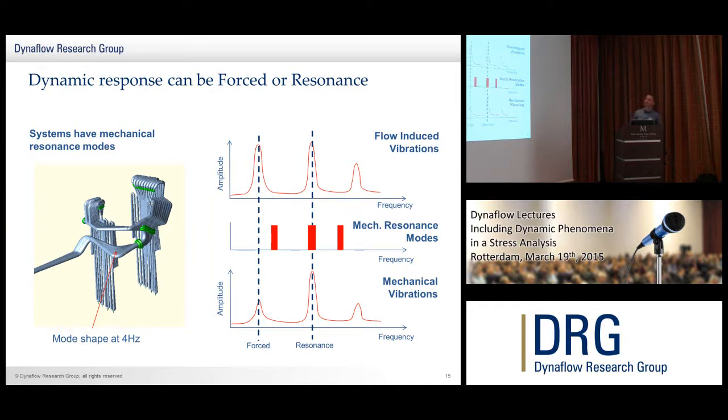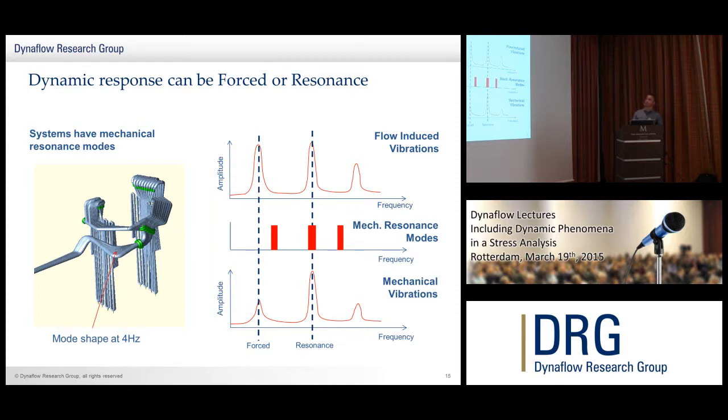Okay, now what about the distinction between a forced response or a resonance response? So what's shown here is that all systems have mechanical resonance modes. Okay, for example here is just a typical mode shape, and this has a frequency of 4 Hz. Okay. Now what I want to show here is the distinction between when a flow-induced vibration leads to a forced response or a resonance response.